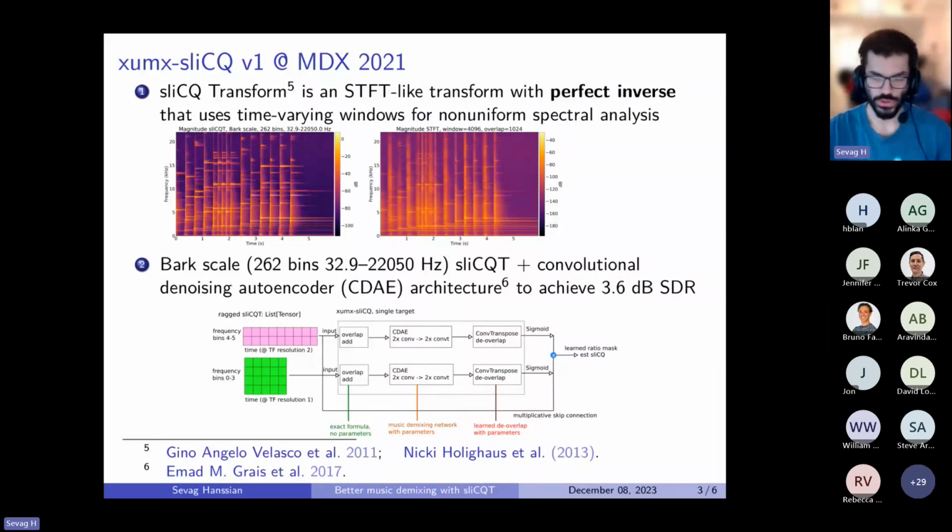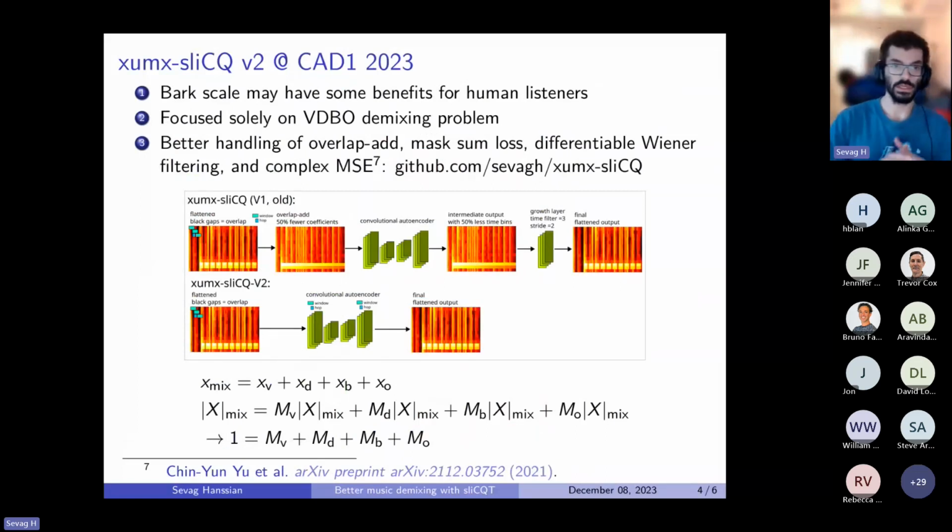And I muddled through trying to create some neural network architecture that could produce some kind of output. And I ended up getting a 3.6 dB signal to distortion ratio, which was a little bit worse than Open Unmix, the model I was basing my work on. So when I got the email about the Cadenza challenge, I was definitely interested in participating. I thought maybe the Bark scale has some magic emergent properties that would make it more pleasant to human listeners. So I didn't discount my model just because my signal to distortion ratio was low.